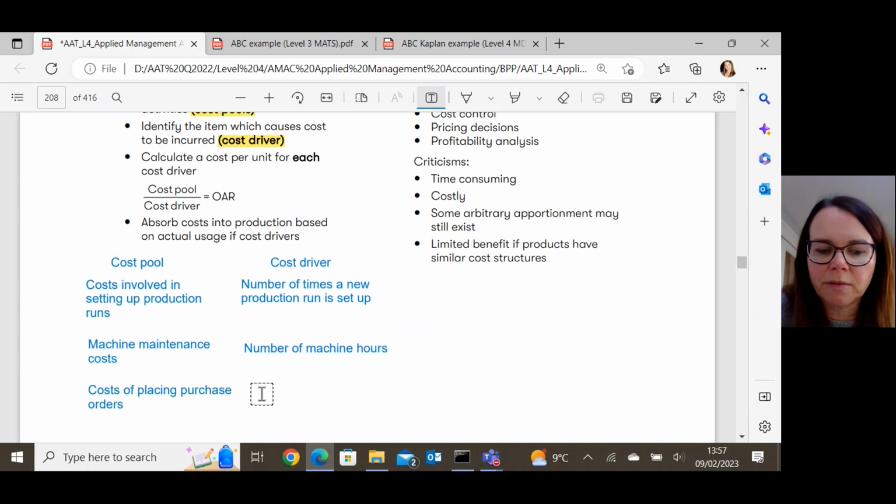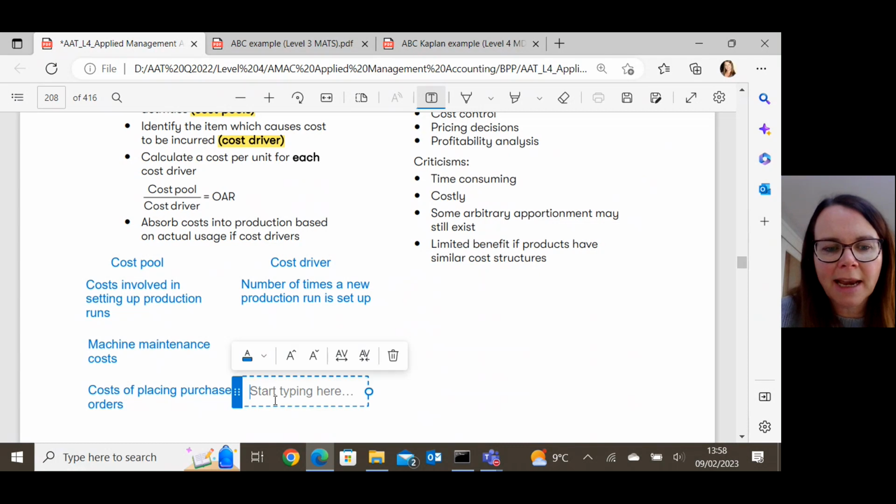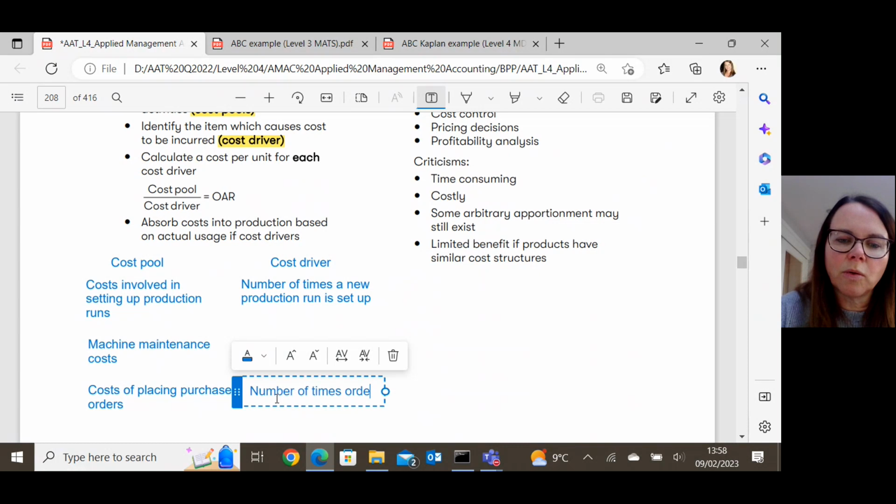There's a cost involved with checking that what they say on the delivery note is exactly what has been received. There's a cost involved when the invoice arrives, matching it against what was ordered and what was received, and actually authorising the payment. So there's a lot of costs that could be put into that cost pool. And again, that would be driven by the number of times orders are placed.